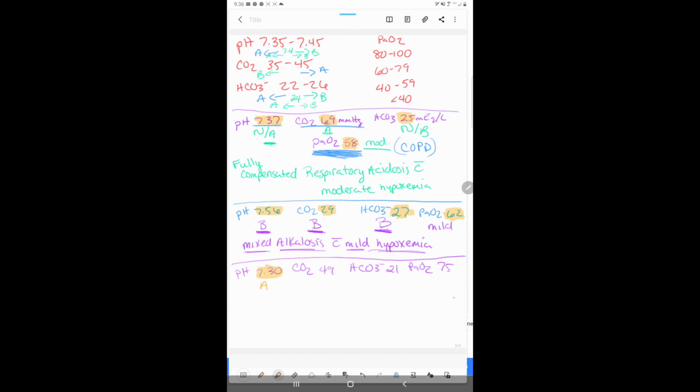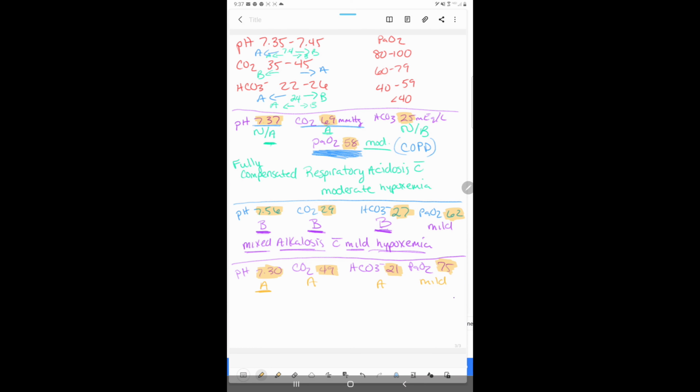Okay, next one is your CO2, 49. That is going up, so on CO2, when it goes up, we know that it is an acid. Last one is your bicarbs, 21. It is trending down. It's out of range. It's trending down. So that is an acid. Now we're going to look at your PO2 and go ahead and interpret that. 75. What range is 75 in? That will be mild.